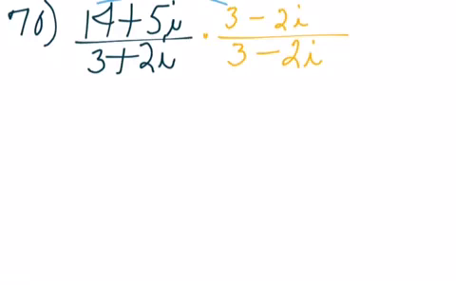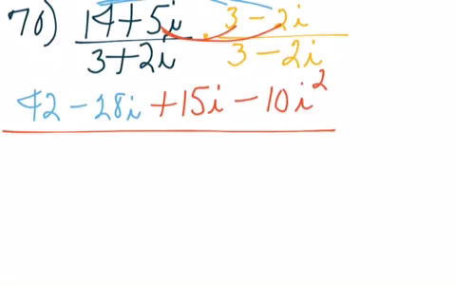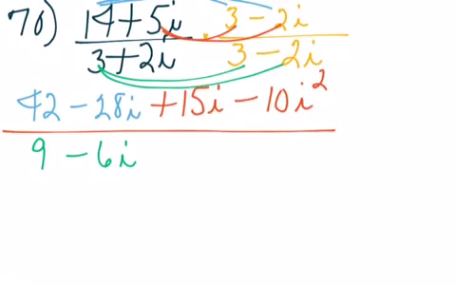14 times 3 is 42. 14 times negative 2 is negative 28I. 5I times 3 is 15I. 5I times negative 2I is negative 10I squared. Then on the bottom, you'll have 3 times 3 is 9. 3 times negative 2I is negative 6I. 2I times 3 is plus 6I. 2I times negative 2I is negative 4I squared.